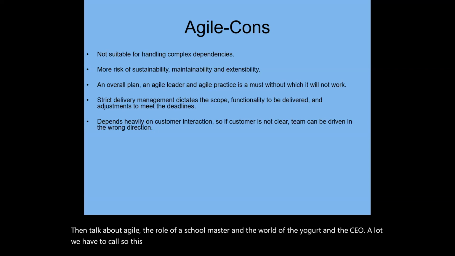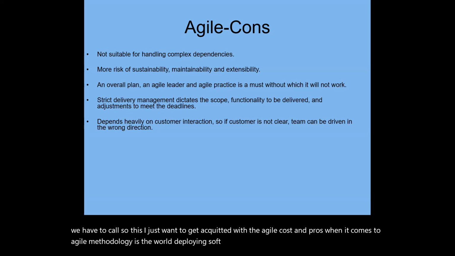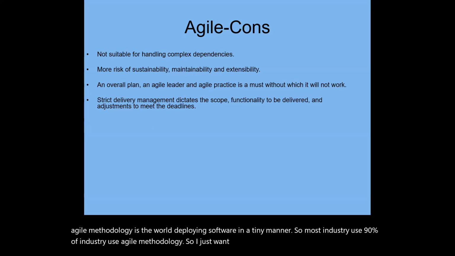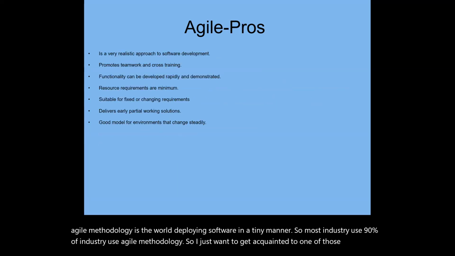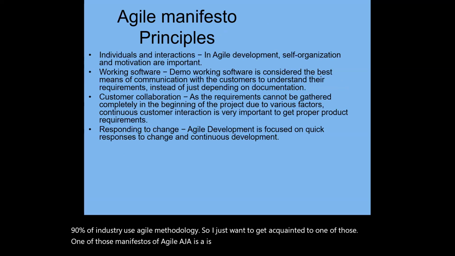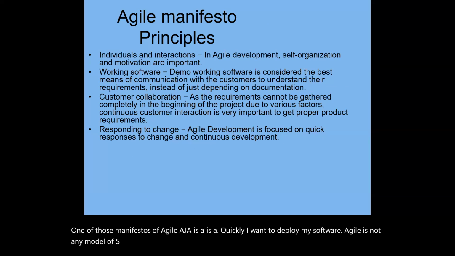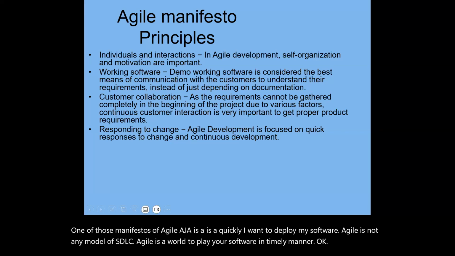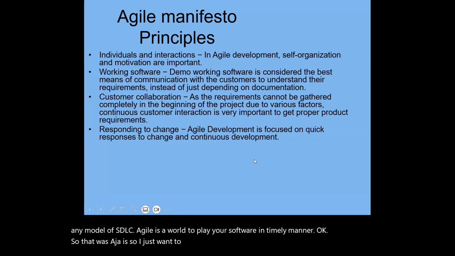So I just want you to get acquainted with the Agile cons and pros when it comes to Agile methodology. It's a way of deploying software in a timely manner. Most of the industry, about 90% of industry, uses Agile methodology. Agile in English means quickly; I want to deploy my software quickly. Agile is not any model of SDLC. Agile is a way of deploying your software in a timely manner. So that's what Agile is. I just want you to understand the manifesto of Agile before we go into that.